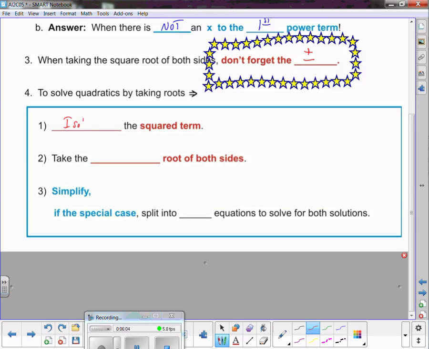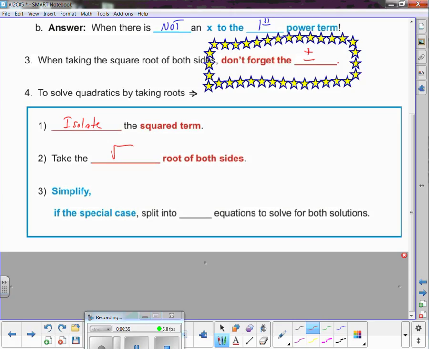Isolate the square term. So that's different from what we did with solving by factoring, right? Solving by factoring, you set it equal to 0. Solving by taking roots, you don't set it equal to 0. You isolate the square term. Then you're ready to take the square root of both sides. And then simplify to finish it off.